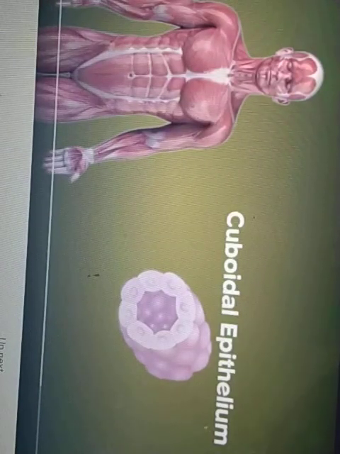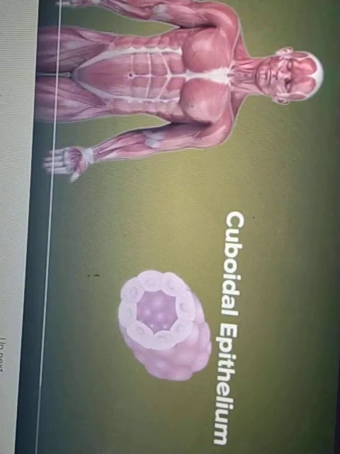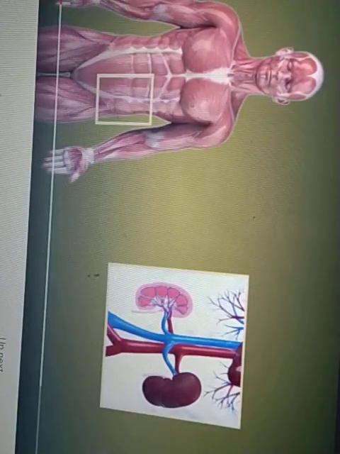Cuboidal epithelial tissue has cuboidal or cubical shaped cells, and they have a nucleus which is located in the center. Now, where do you find the cuboidal epithelial tissue? It is present in salivary gland, pancreatic duct, and nephrons. Kidney has a functional unit called nephron. So these are present in the nephron.